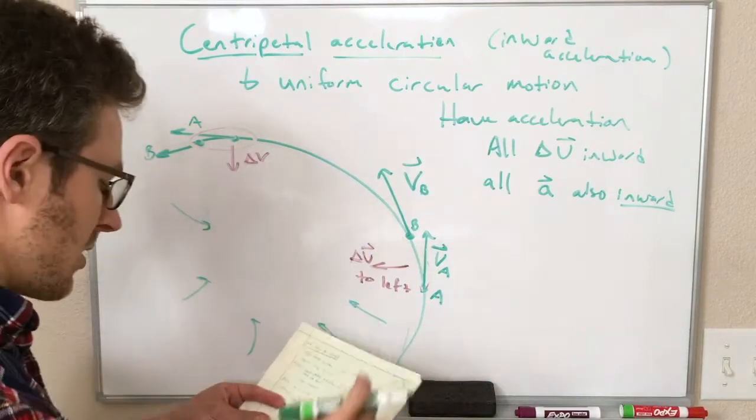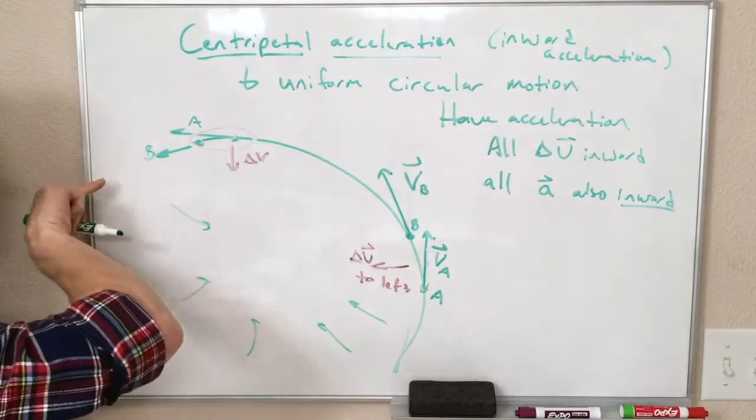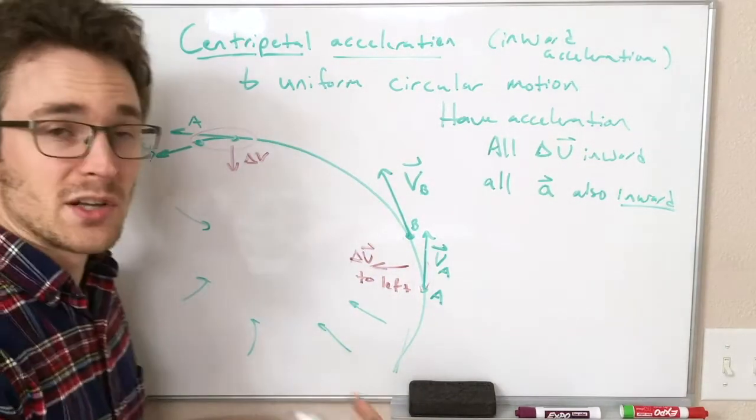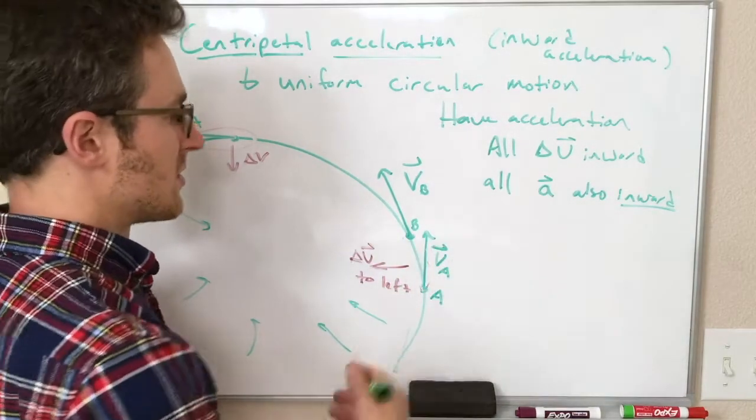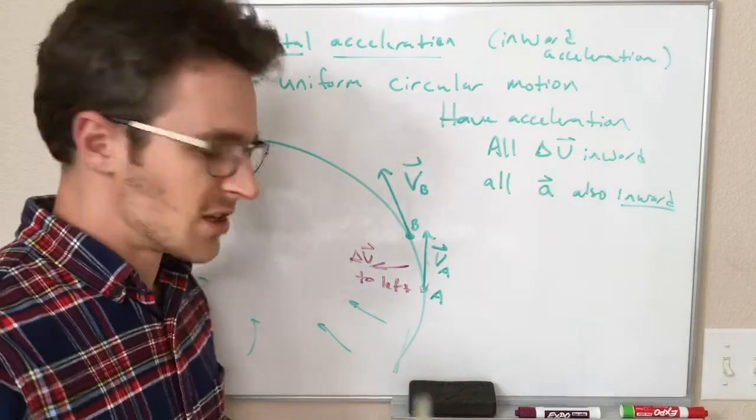Okay, so that's true of any motion on a circular path, and that's true even if we're going in the opposite direction. So if instead of going counterclockwise, we're going clockwise, all of our delta V's are still inward, all of our accelerations are still inward, everything is still pointing towards the center, it's centripetal.